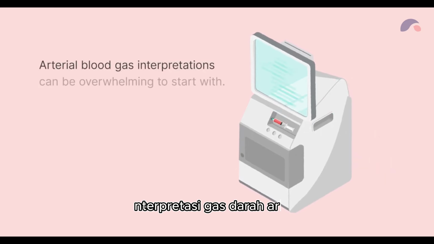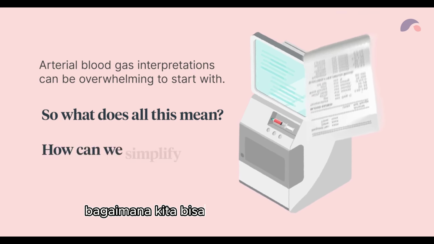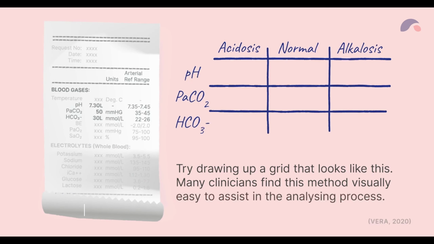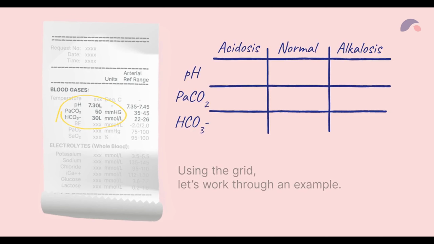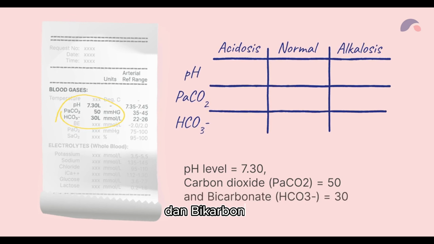Arterial blood gas interpretations can be overwhelming to start with. So what does all this mean? How can we simplify it? Try drawing up a grid that looks like this. Many clinicians find this method visually easy to assist in the analyzing process. Using the grid, let's work through an example. The pH level is 7.3, carbon dioxide is 50, and bicarbonate 30.